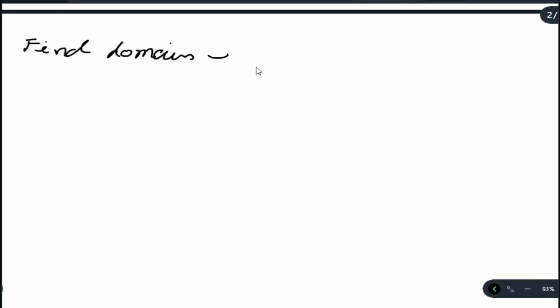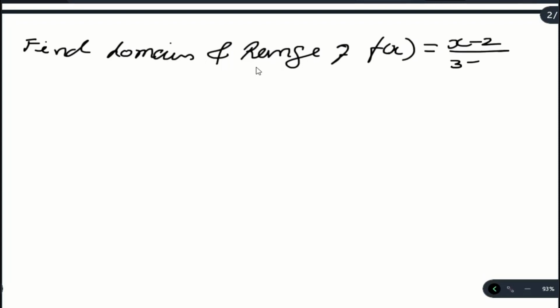Now we have understood how to find the domain. Now we will do the sum where we identify both the domain and the range. Find domain and range of f of x is equal to x minus 2 by 3 minus x. This is the given question. So how to identify the domain and the range?